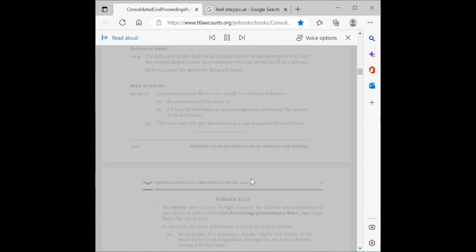Defense of tender 10.9. The defense of tender shall not be available unless the defendant pays into court the amount alleged to have been tendered within the period for filing a defense. Rule 10.3 states the period for filing a defense.